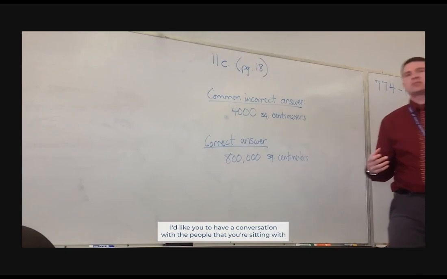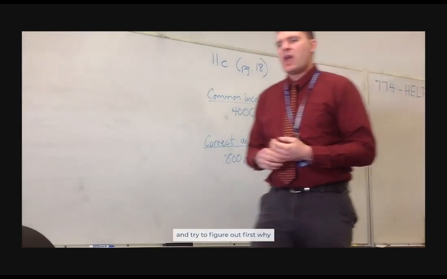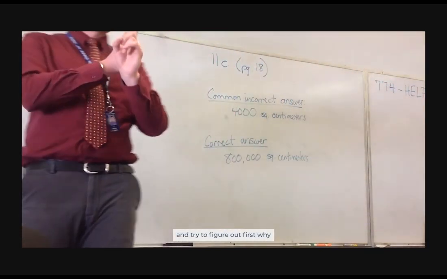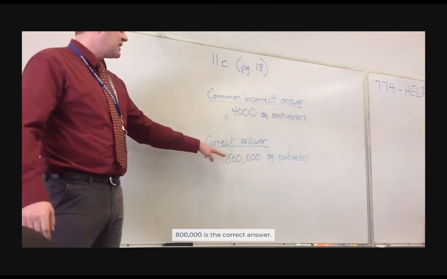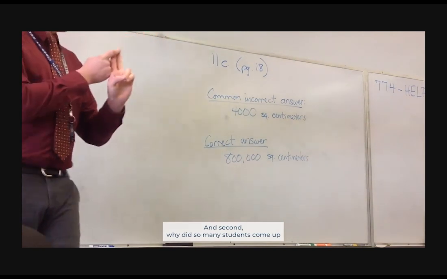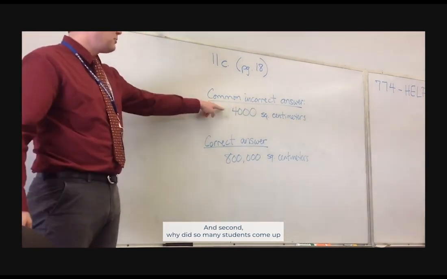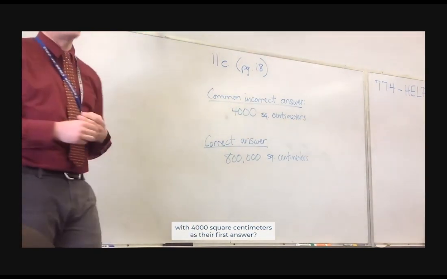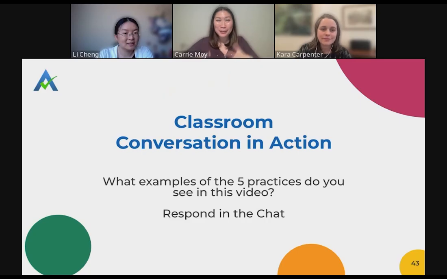I'd like you to have a conversation with the people that you're sitting with and try to figure out first why 800,000 is the correct answer, and second, why did so many students come up with 4,000 square centimeters as their first answer?